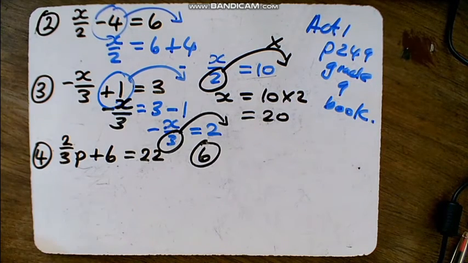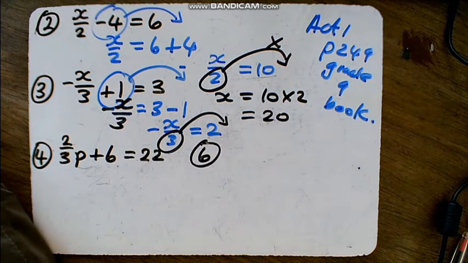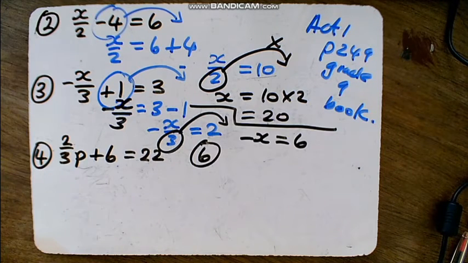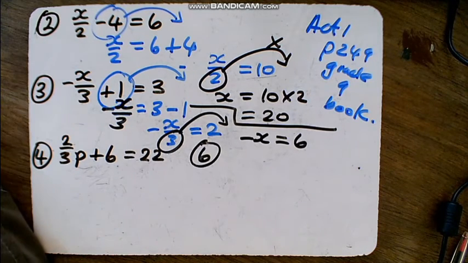So all we have to do is take the divide by 3 and it will become times 3. So we're going to get minus x is equal to 2 times 3. Minus x is equal to 6. So class, we divide both sides by negative 1. We'll get x is equal to minus 6.